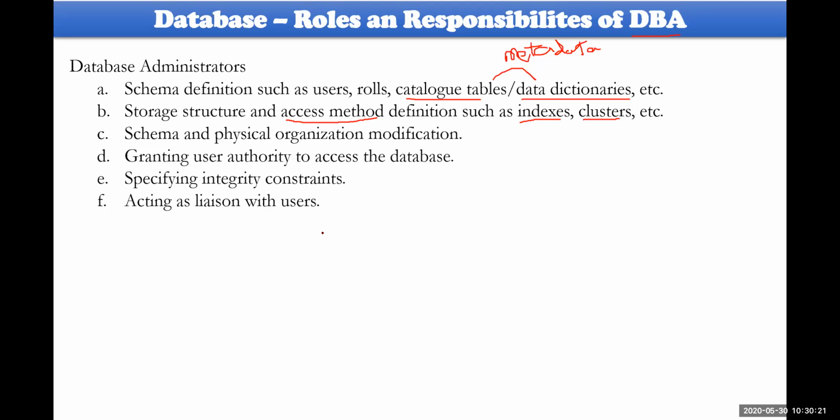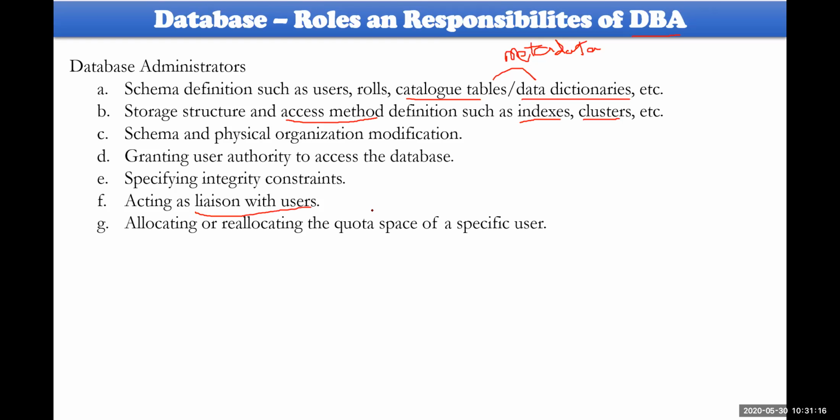And the next one is acting as a liaison among several users. If the database designer wants anything, he must communicate with the DBA to provide the facility to create the databases required by the organization. Otherwise, if an end user wants to access a particular table or database, he must communicate with the DBA so that he gets a privilege to access that database for a certain period of time. After that time elapses, the privilege will be revoked from that user. These are the liaison operations done among many database users. So he acts as a liaison between many users.